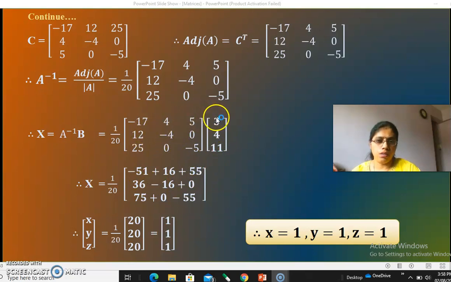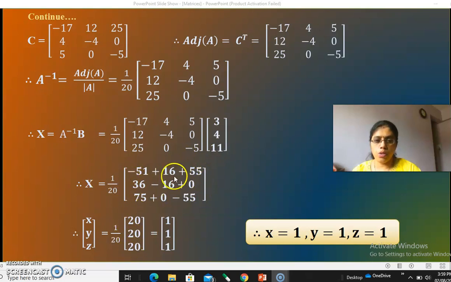Next, 12 times 3 is 36, minus 16. Last number is 0. Next, the third row with the column: 25 times 3 is 75. This is 0 and minus 55. Fine, so add or subtract those numbers, and your column matrix becomes, yes, 20, 20, 20.